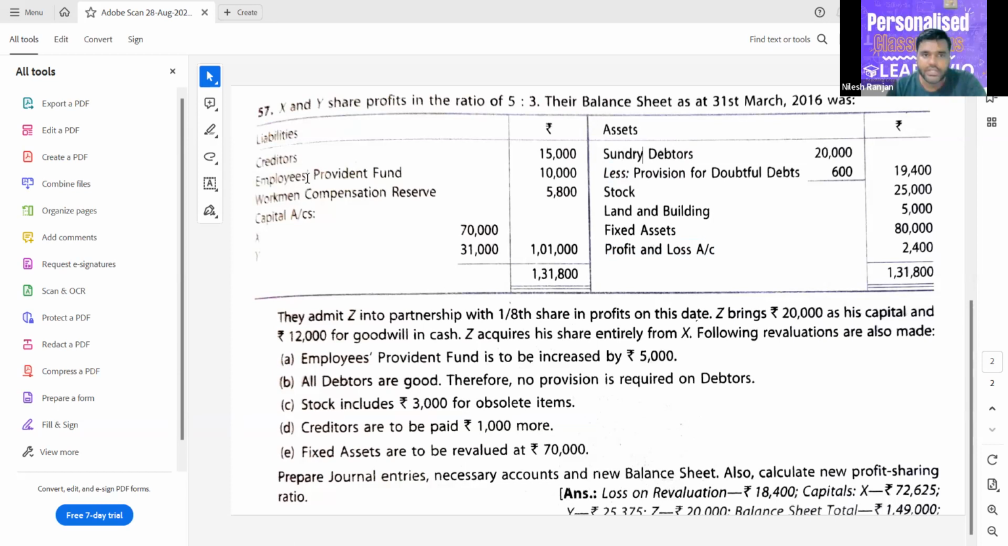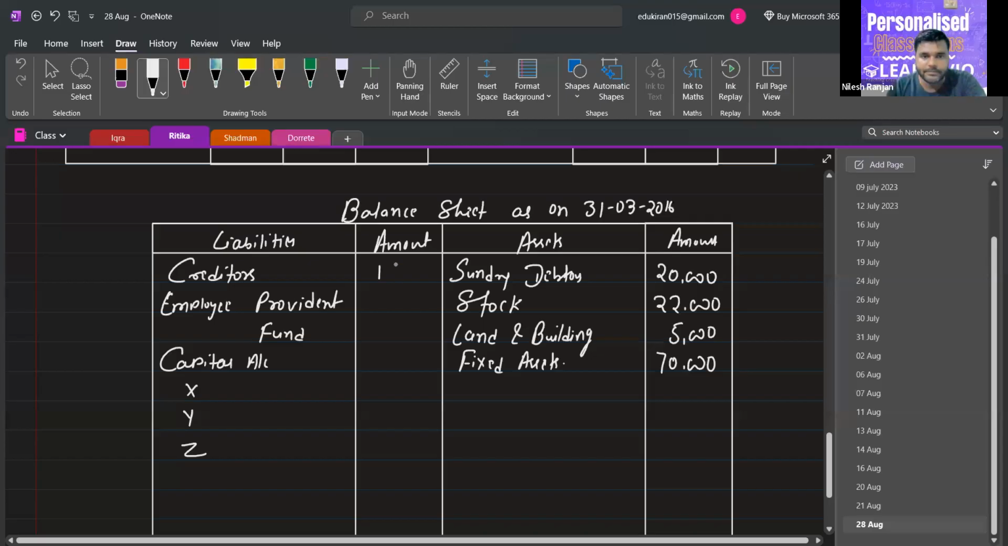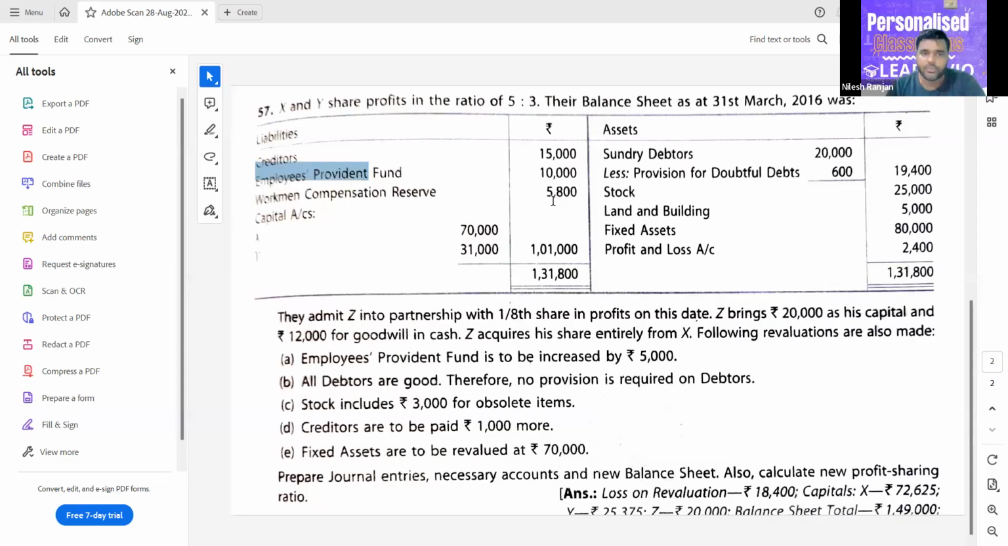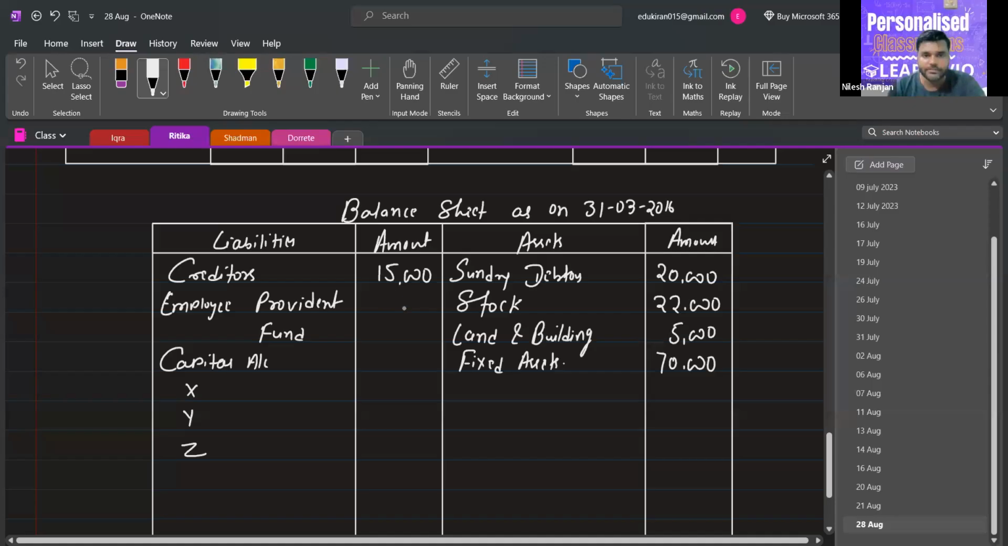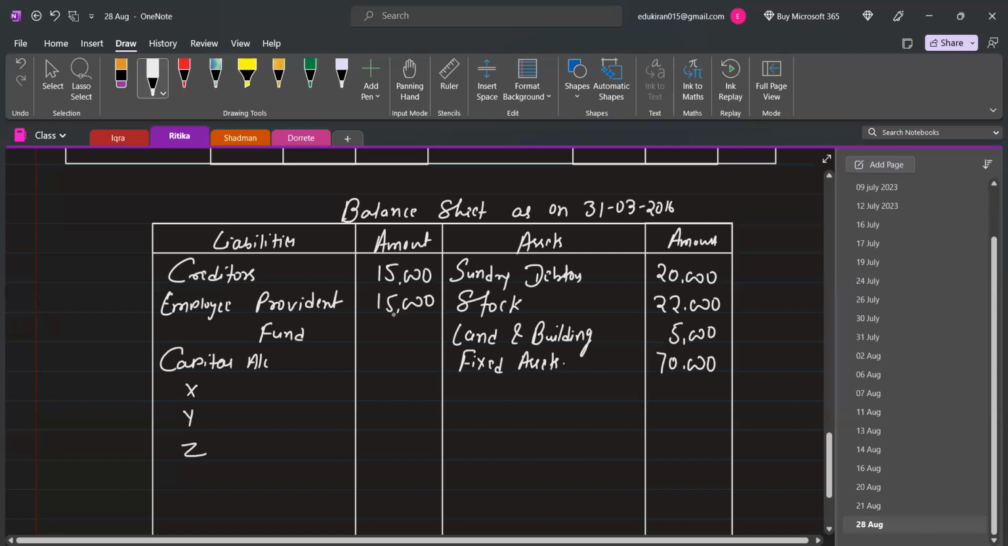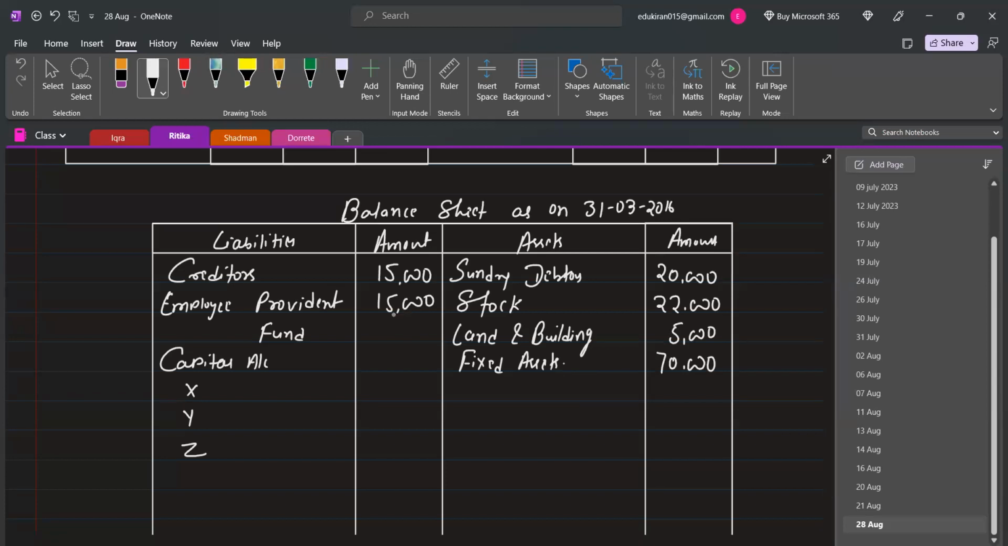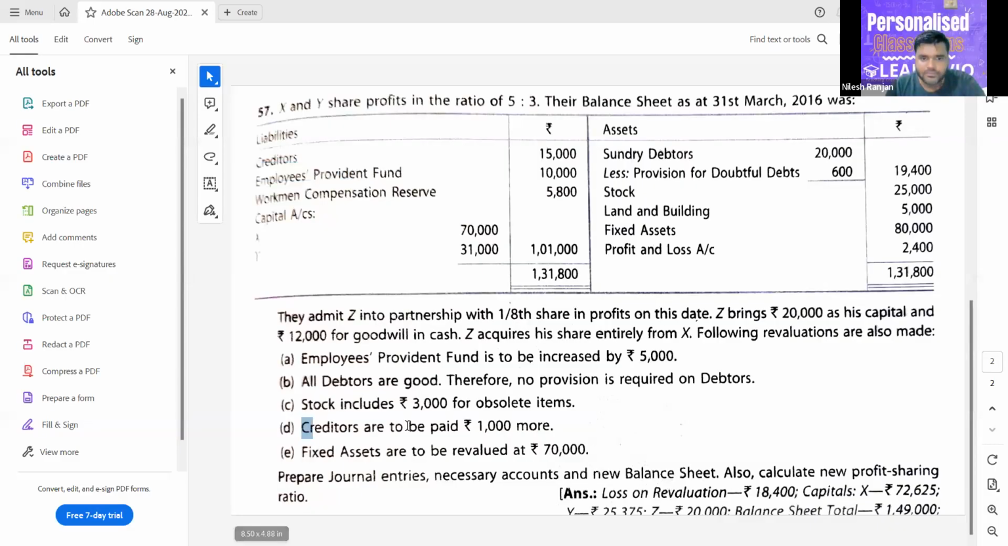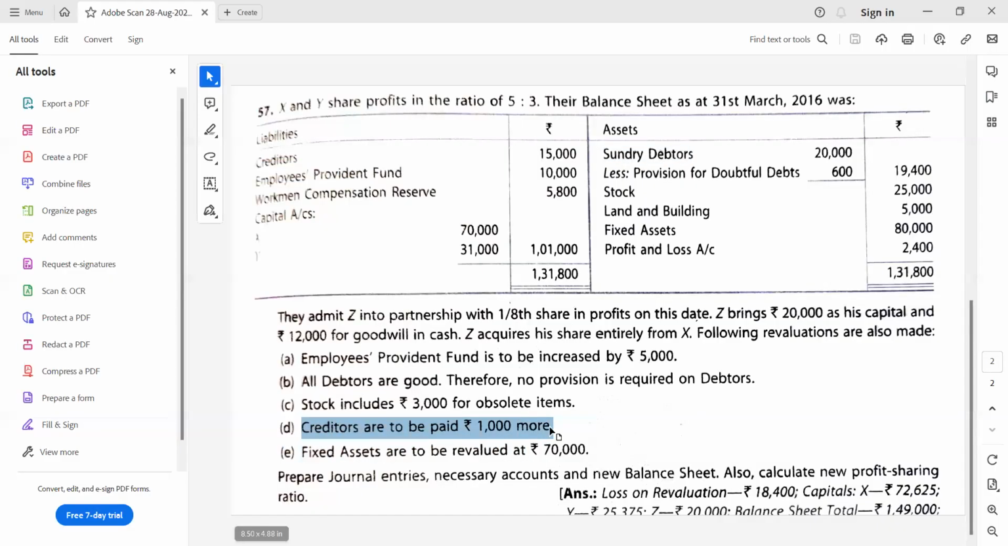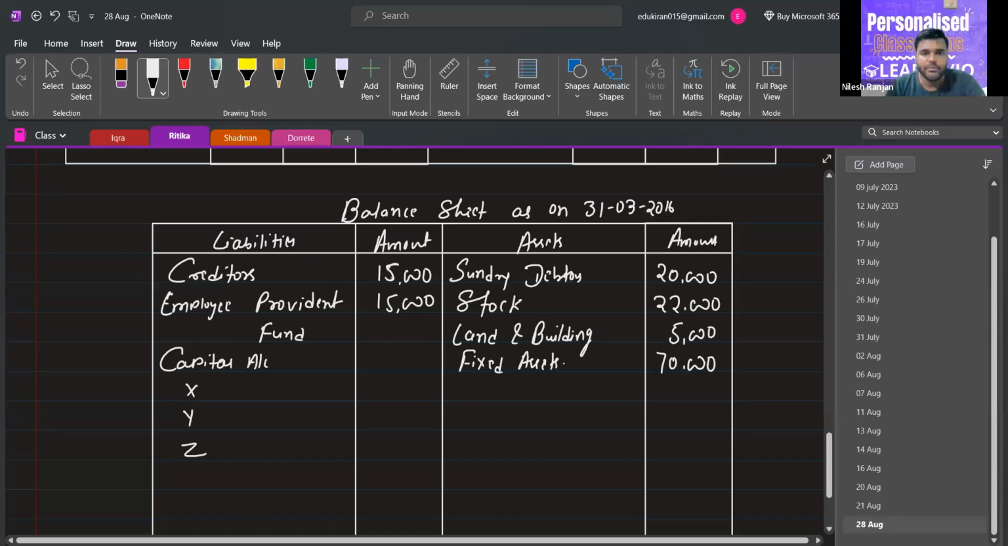Here, creditors and employee provident fund. There is no information for creditors, so 15,000 will be written as it is. And there is one piece of information about employee provident fund: it is to be increased by 5,000. So 15,000 here, 10,000 plus 5,000. Creditors, they have given information that creditors have to be paid 1,000 more, so it will be 16,000.